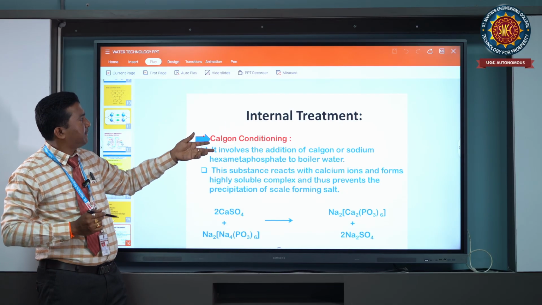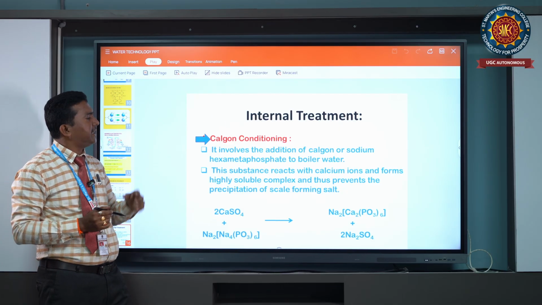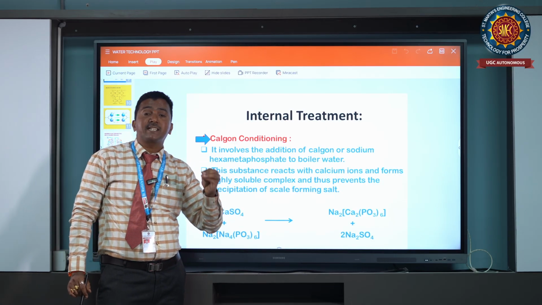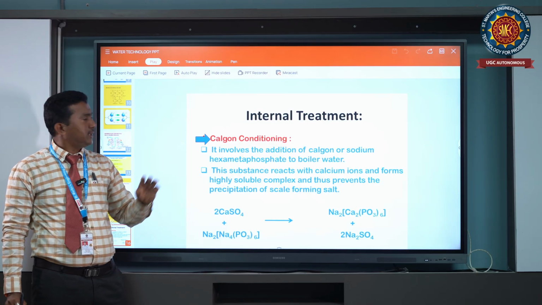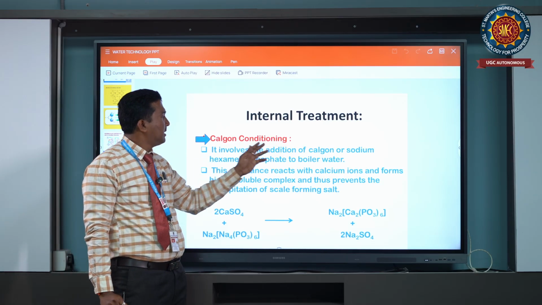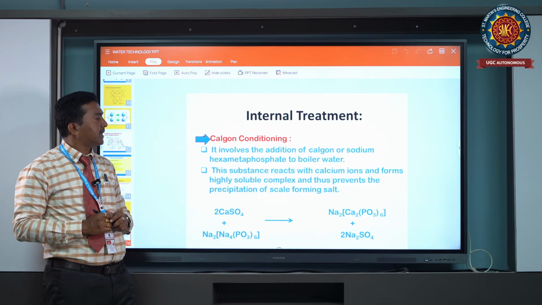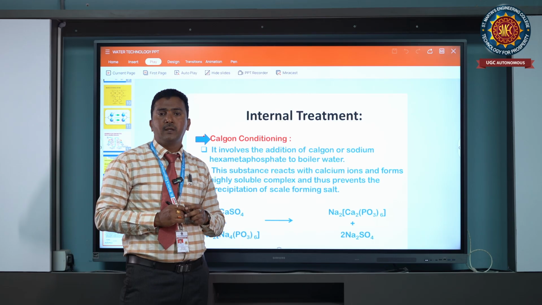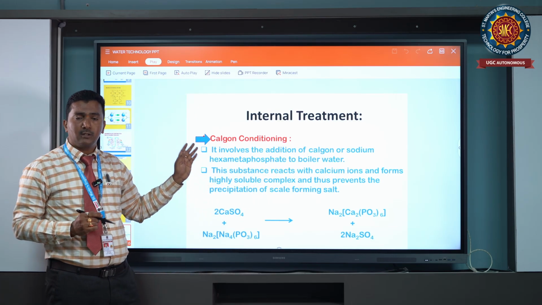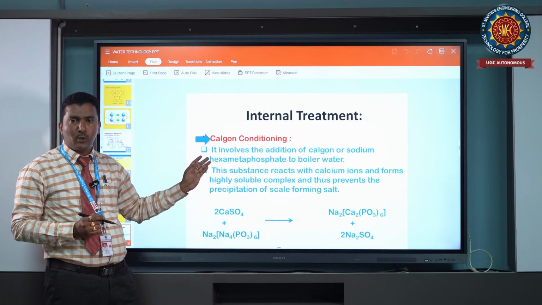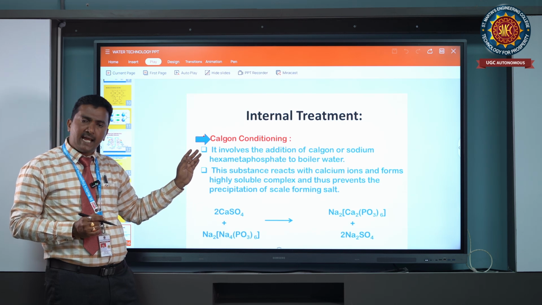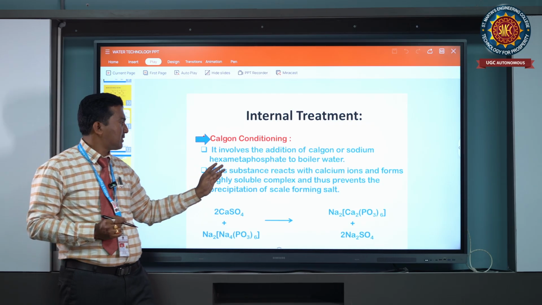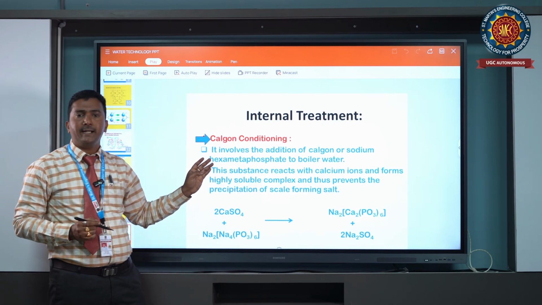So the next one is internal treatment. Internal treatment is nothing but adding chemicals in boilers. In this process, first you have to use Calgon conditioning. For Calgon conditioning the chemical you use is sodium hexametaphosphate. It is a complex compound, used mainly to remove scale causing salts. The scale causing salts observed on the surface can be removed by sodium hexametaphosphate.